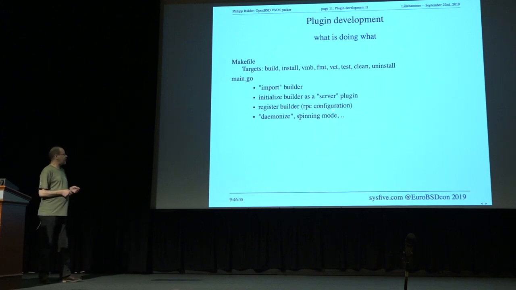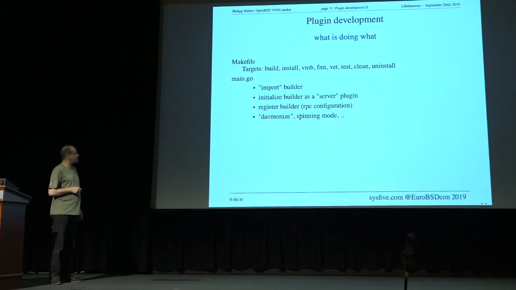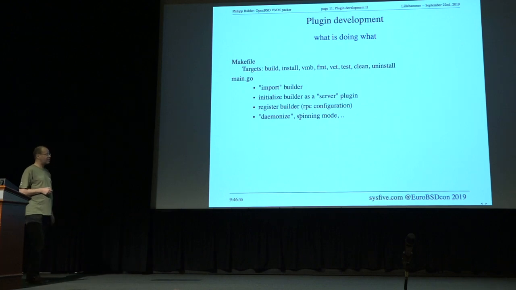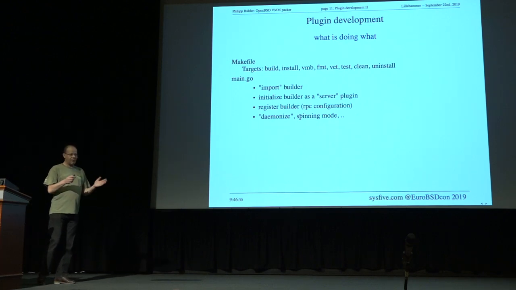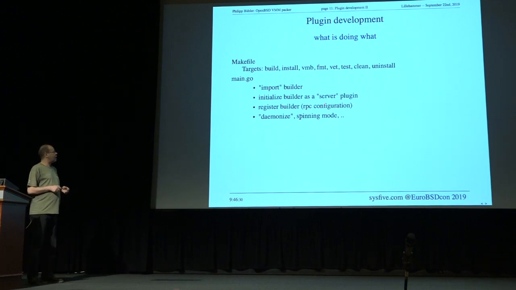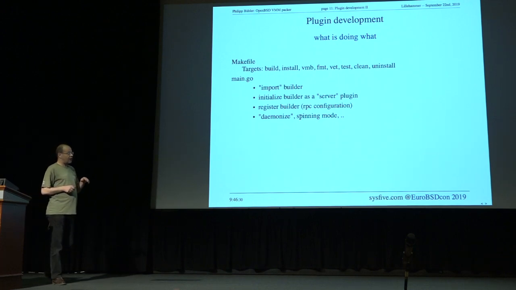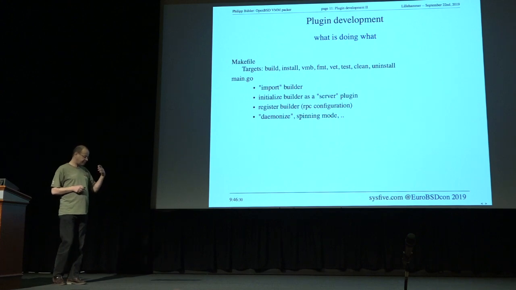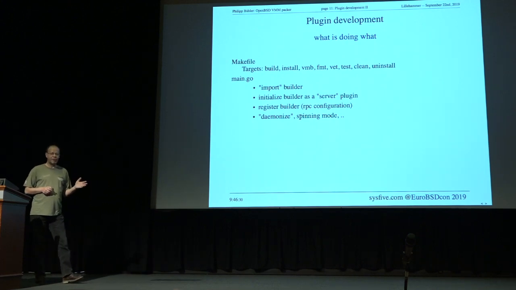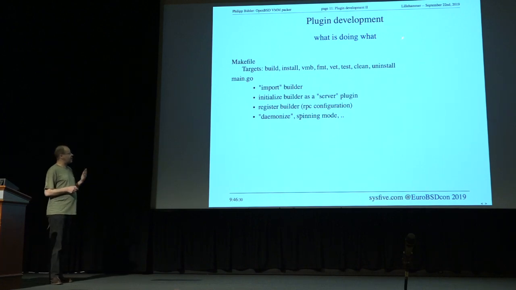So the makefile can build the plugin and install it in the corresponding directory. VMB builds a test VM with that builder, then there is formatting and vetting for Go, let's say linting and formatting and all that. And yes, test, clean, and uninstall speak for themselves.